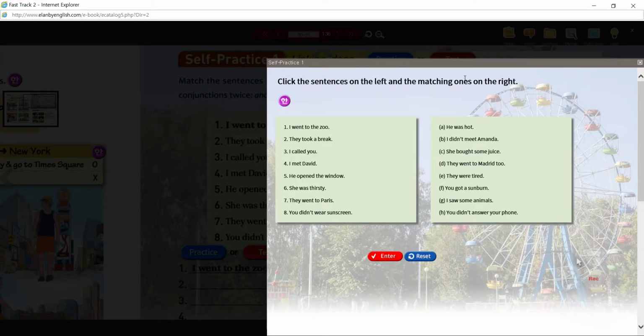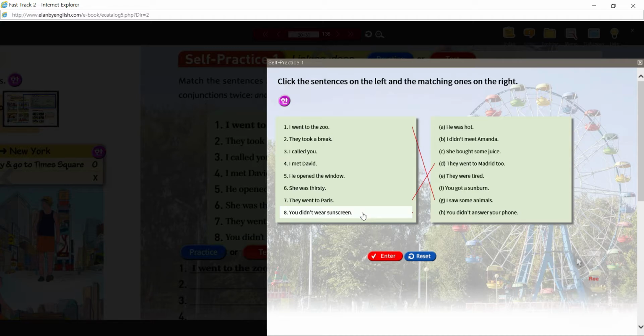Should be easy enough. So the first one is done for us. I went to the zoo. I saw some animals. What's the next one? Let me jump around here. Number 7, they went to Paris. They went to Madrid too. See number 8 here. You didn't wear sunscreen.